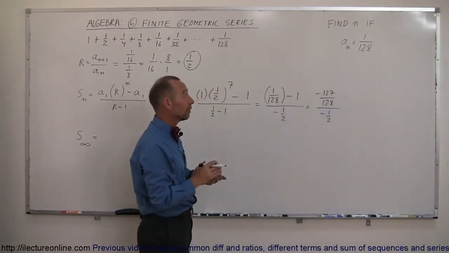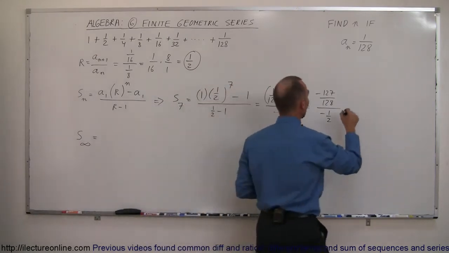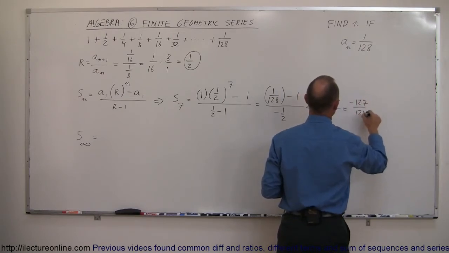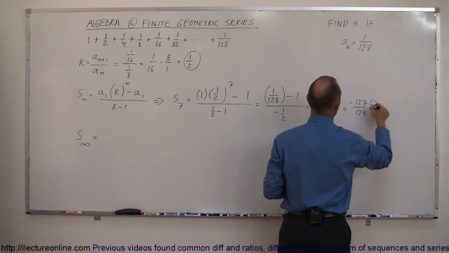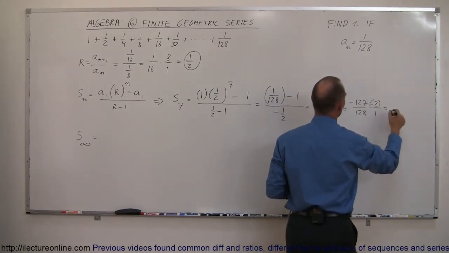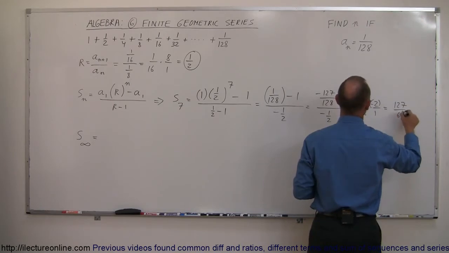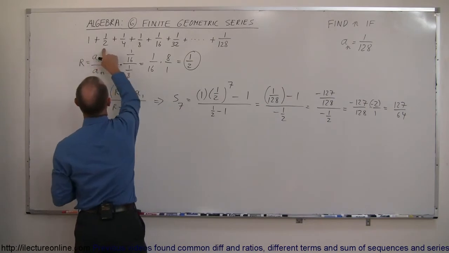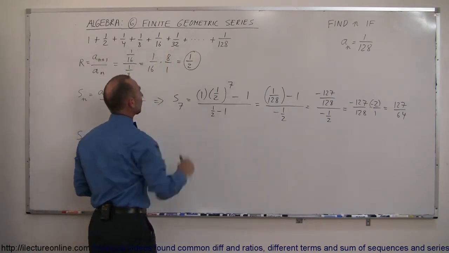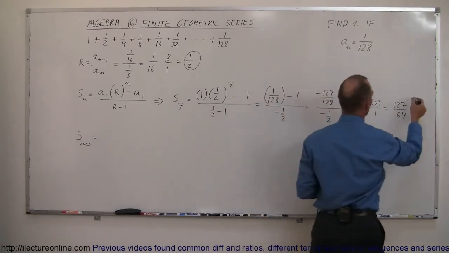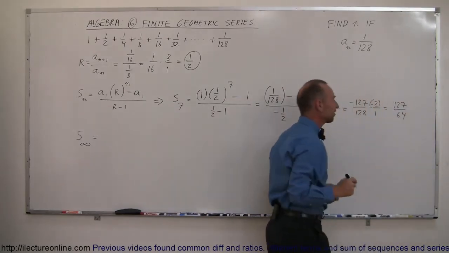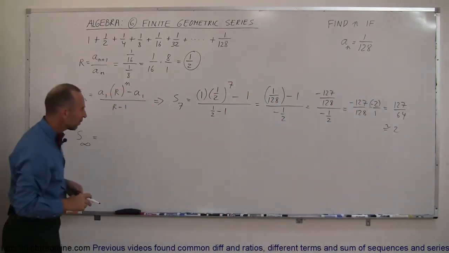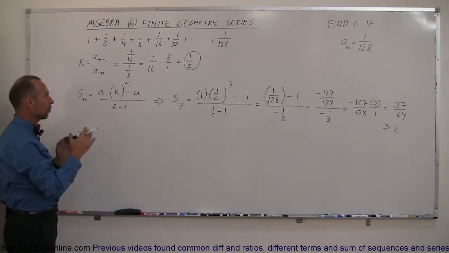So the minuses cancel out, and dividing by a fraction is the same as multiplying by its inverse. So this is equal to 127/128 times 2/1. The minuses cancel out, so this is equal to 127/64. So that would be the sum of the first 7 terms, 1, 2, 3, 4, 5, 6, 7. And of course, that is slightly less than 2, so that's almost equal to 2. All right. So that's how we find the sum, just like before, of the first so many terms.